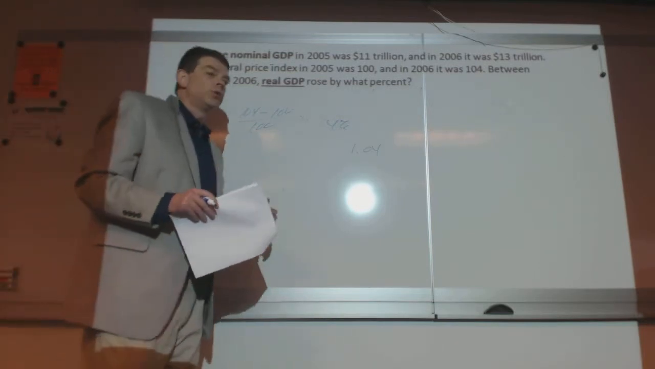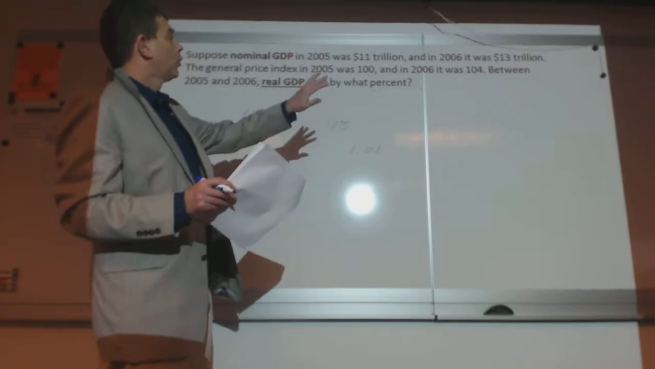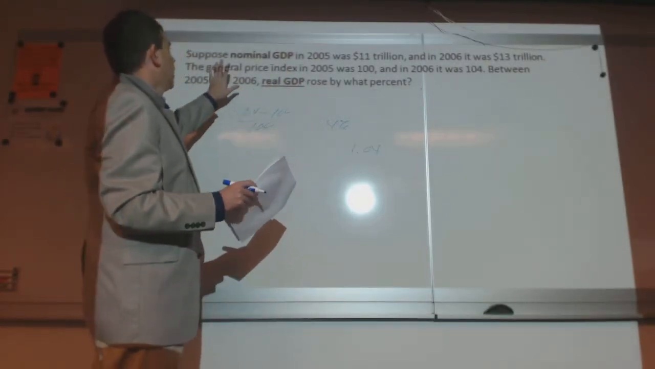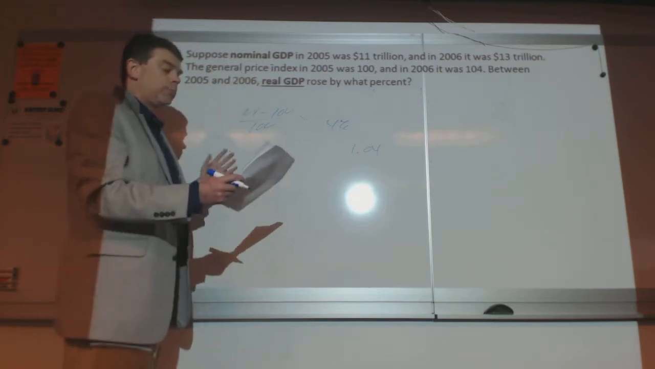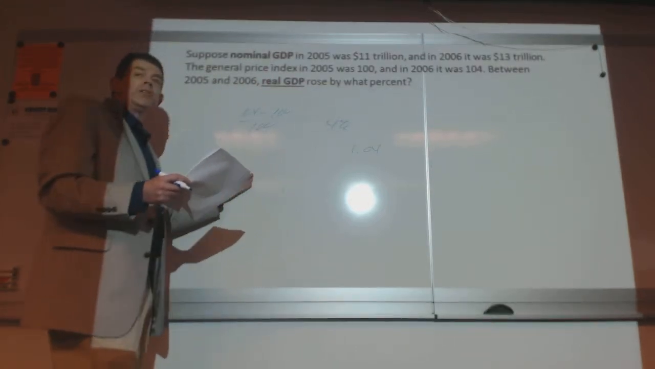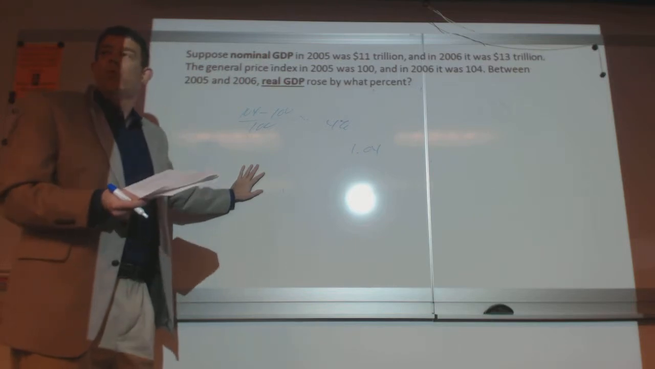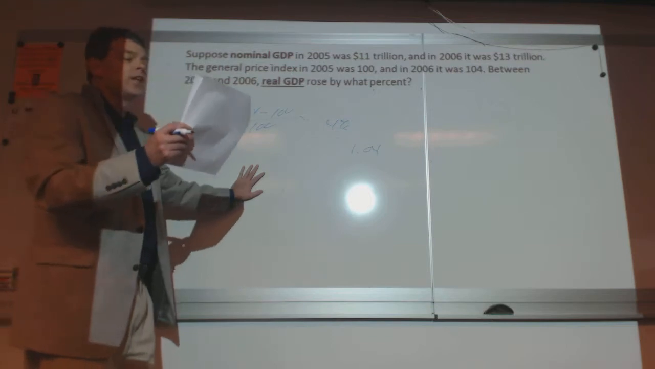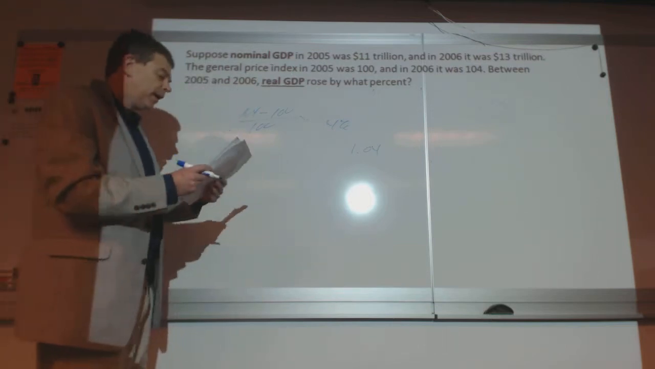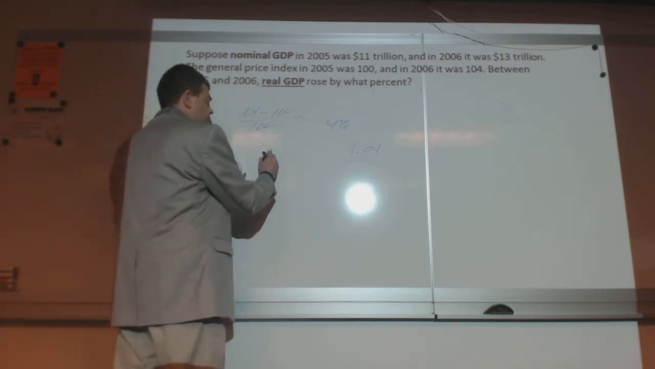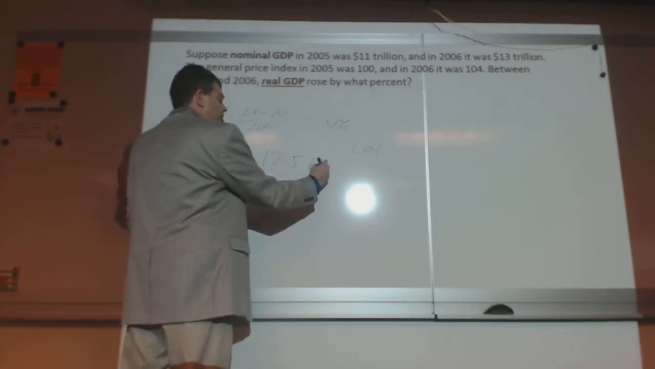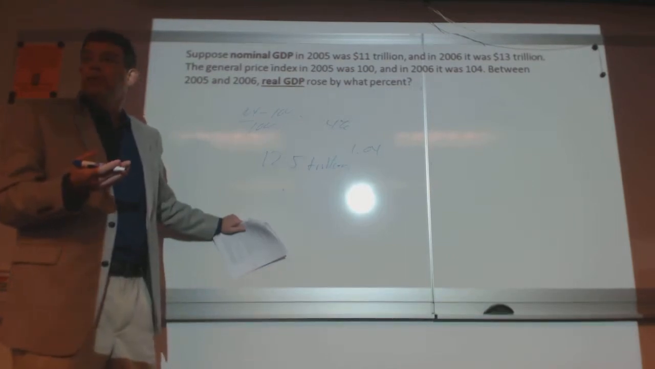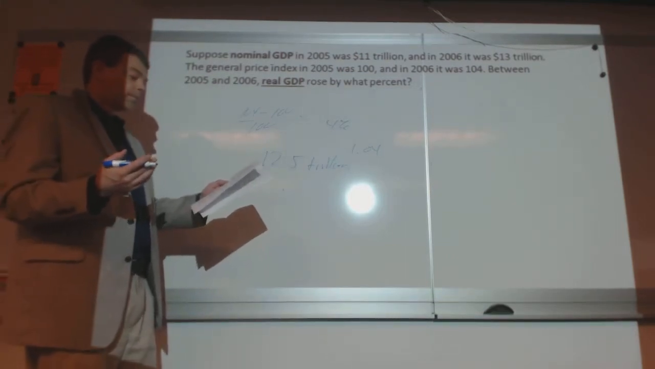So the first thing we have to do is convert this 13 trillion from nominal GDP into real GDP. How do we do that? We simply take 13 trillion and divide it by 1.04. Expertly done, gentlemen. When you do that, it appears that real GDP is going to be 12.5 trillion. Excellent. But again, that's only half of the problem, right? So what's our next step? The rate of increase.